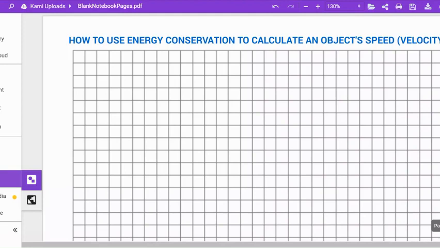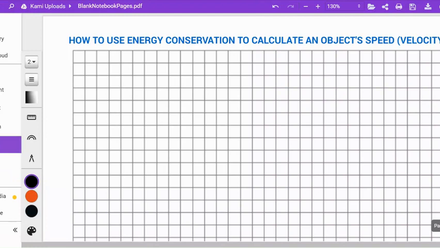I would like to show you two examples. Make sure that you write each example in your notebook. After I'm done, you can use the examples to help you do some more practice. All right, so the first example is just going to involve a picture of an object going down a ramp.